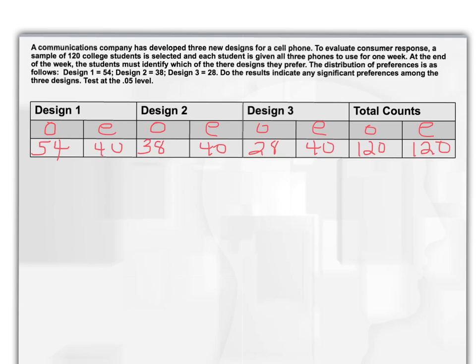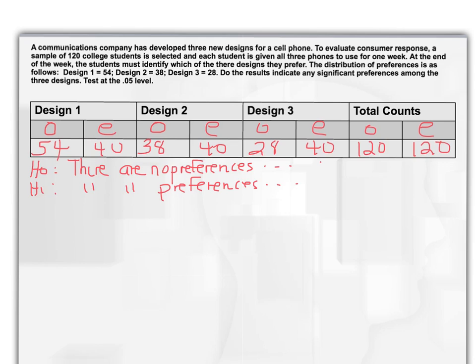We have a null hypothesis, and we have an alternative hypothesis. With chi-square, we write out the null hypothesis. Our null hypothesis, we're not going to be using symbols. Our null hypothesis is that there are no preferences for one design over another. Our alternative hypothesis would be that there are preferences for one design over another. Null hypothesis, no difference among the categories, no preferences. Alternative hypothesis is that there are preferences. There are real differences.